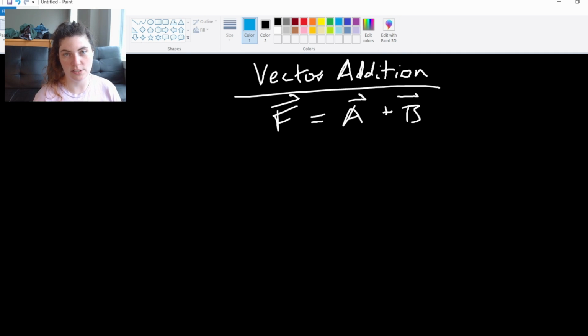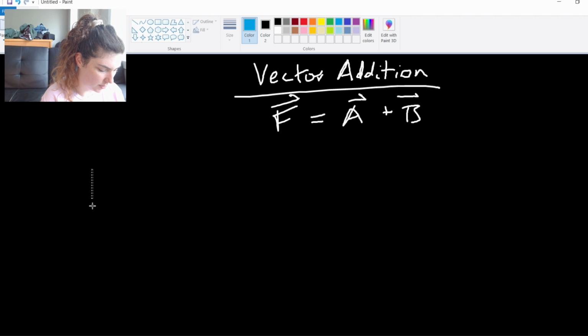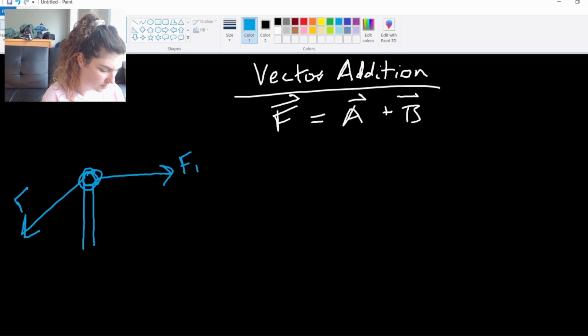Now, the way we most often see this come about is having forces all acting on the same object. So let's say I have a post here, and I'm tying my horse to the post. I'm tying my mini horses to the post. So I have one horse that's pulling on it this way. I have another horse that's pulling on it this way. F1, F2. And I want to know what the resultant force is on that.